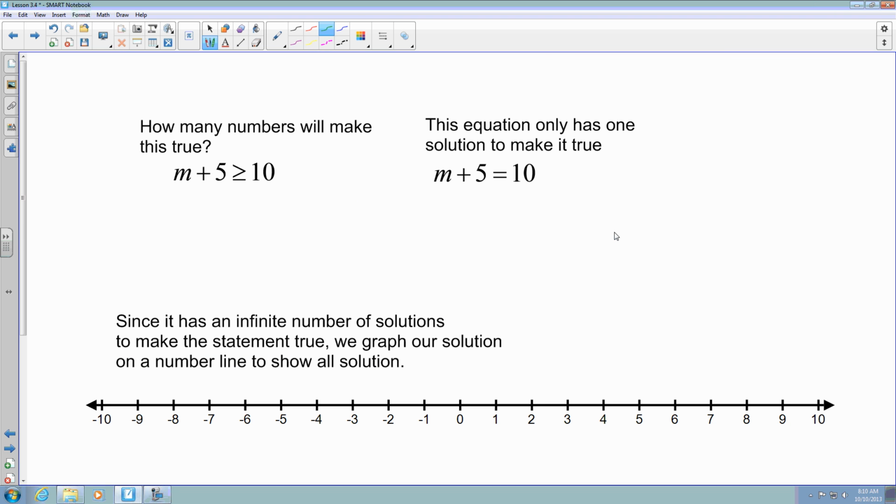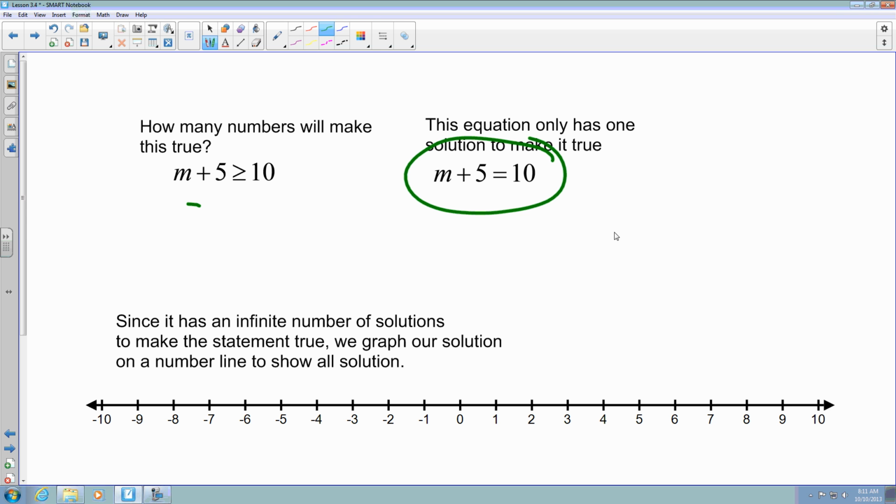So you're probably thinking, how are we going to solve inequalities? So the goal of solving inequalities is still the same thing as solving equations. I still want to get my variable by itself on one side of the equal sign. So I have m plus 5 is greater than or equal to 10. I would solve this inequality just like I would solve m plus 5 equals 10. So if you use those same rules that we were using with equations, we're still going to be okay when we're solving inequalities.